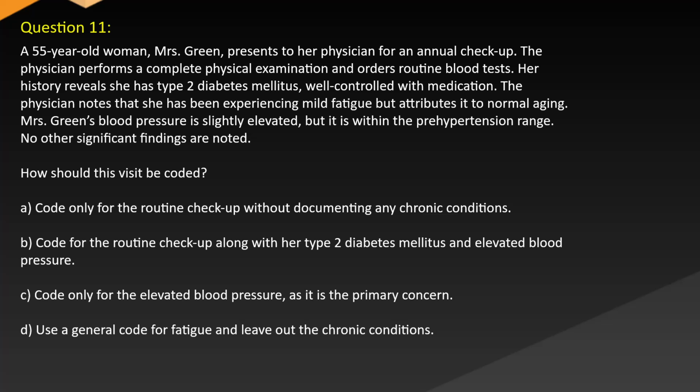How should this visit be coded? A. Code only for the routine checkup without documenting any chronic conditions. B. Code for the routine checkup along with her type 2 diabetes mellitus and elevated blood pressure. C. Code only for the elevated blood pressure as it is the primary concern. D. Use a general code for fatigue and leave out the chronic conditions.